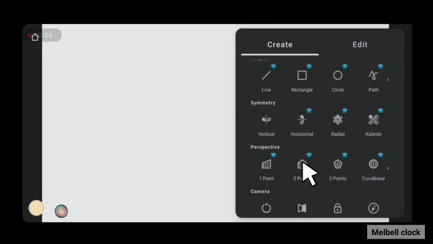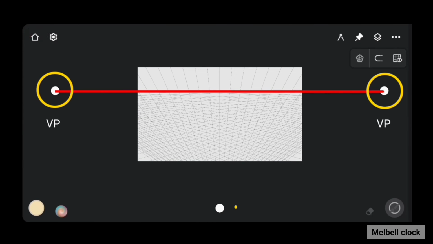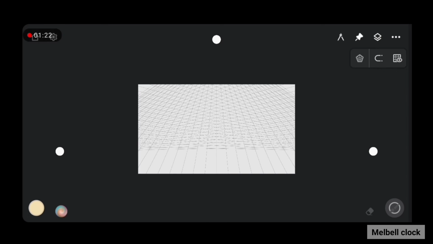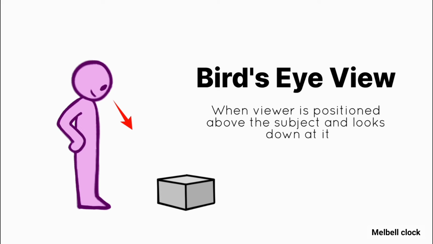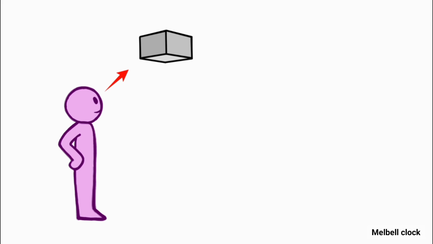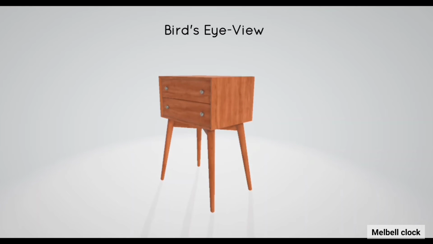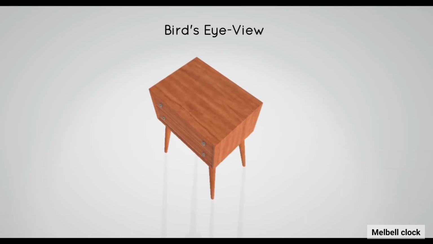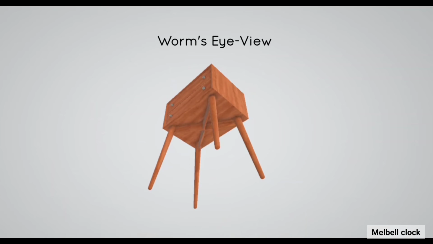Three point perspective has three vanishing points, two on the horizon line and one below or above the horizon line. It's used when the viewer is positioned above the subject and looks down at it, or when the viewer is positioned below the subject and looks up at it. The subject is revealed this way when seen from a bird's eye view, or presented this way when seen from a worm's eye view.